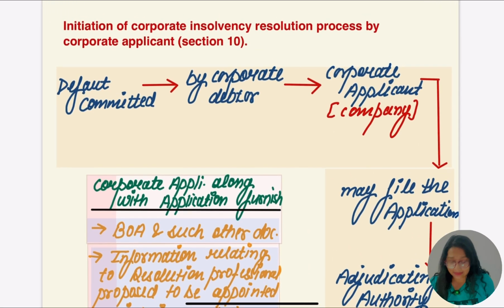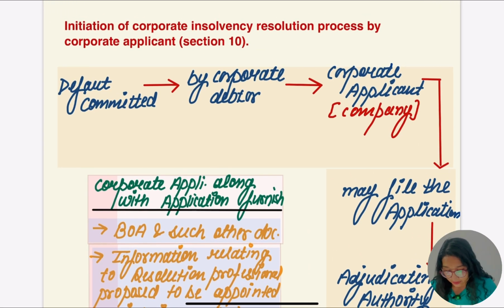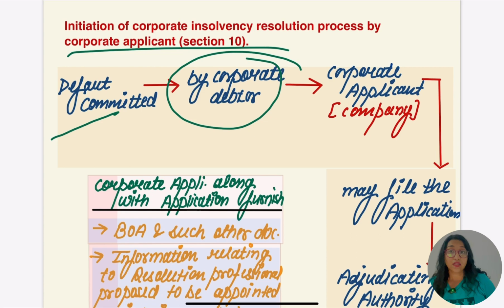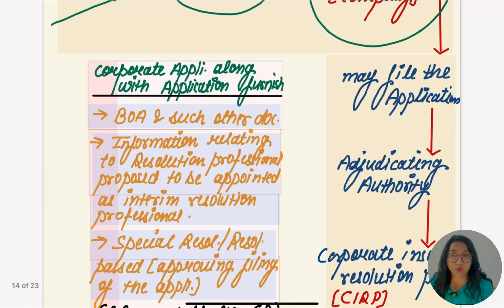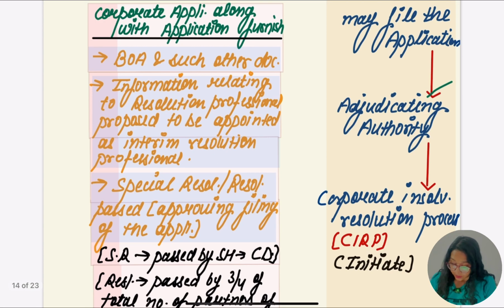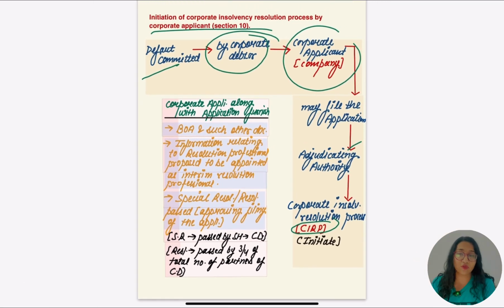So let's go and start this. Initiation of corporate insolvency resolution process by the corporate applicant under section 10. So once the default is committed by, definitely, the corporate debtor, the corporate applicant, which means a company, may file the application to the adjudicating authority. Yes, same process, right? To initiate the corporate insolvency resolution process, CIRP. So this is the same process which is involved for the financial creditor and operational creditor. Hope this was easy and clear to you.